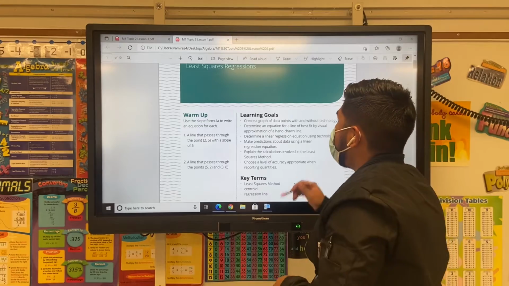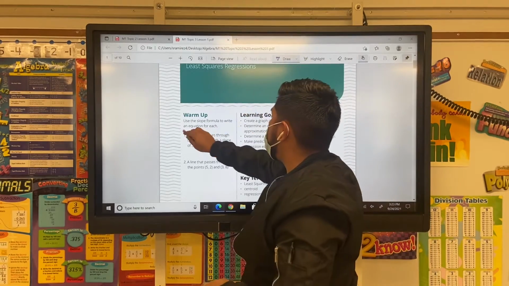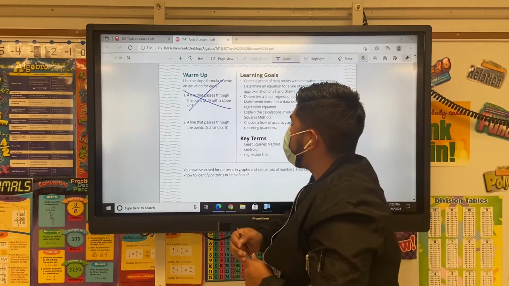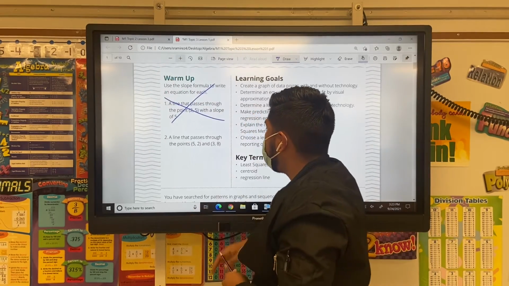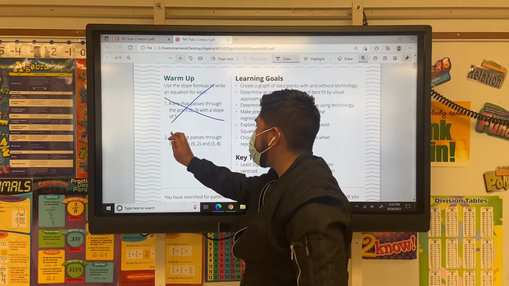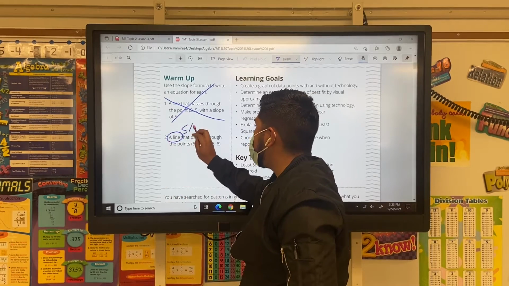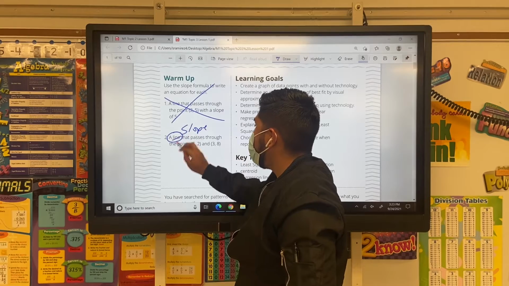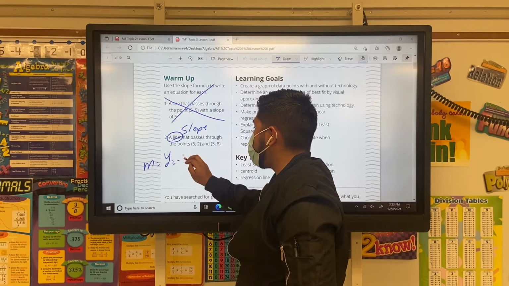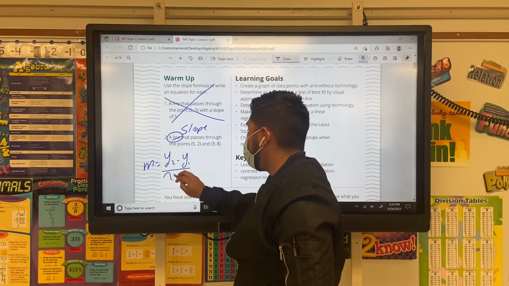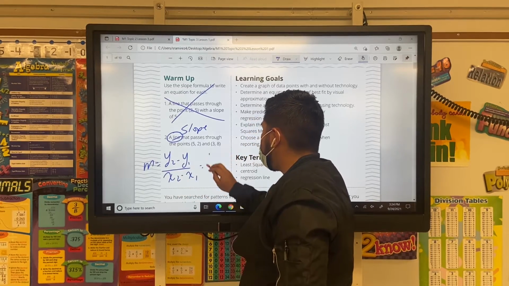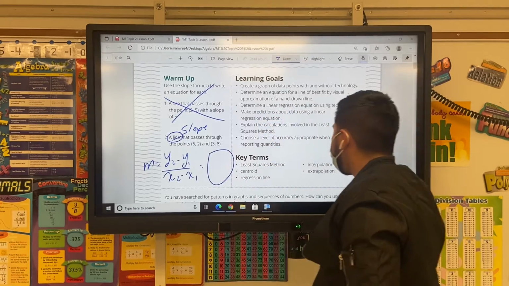All right. First things first, we're not doing this warm-up. I'm thinking about number 2. If I zoom in, let's see if you know how to do slope. Actually, this is a line, but I want you to do slope instead. Slope is m equals y2 minus y1 over x2 minus x1. I want to see if anybody knows how to do slope.